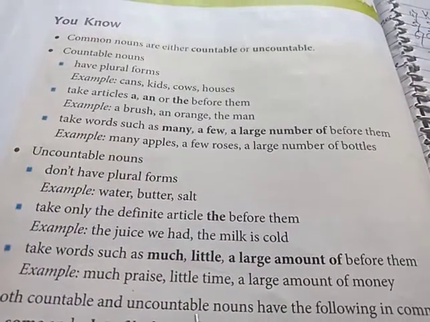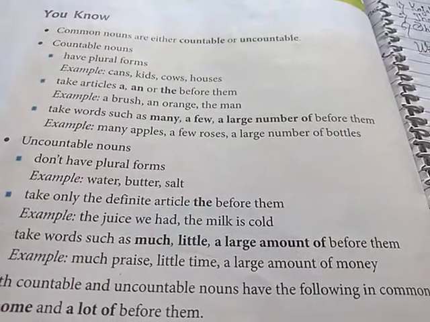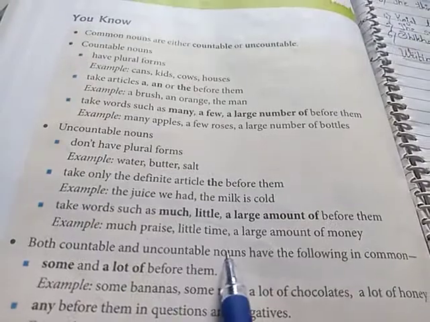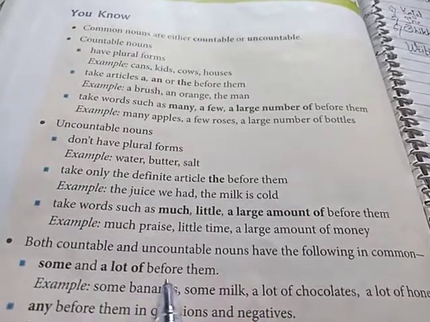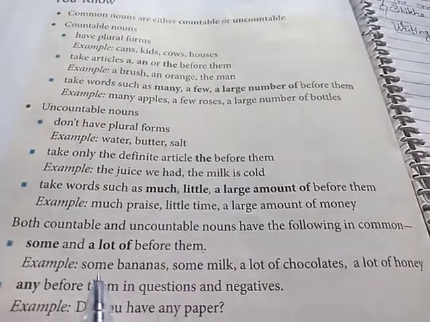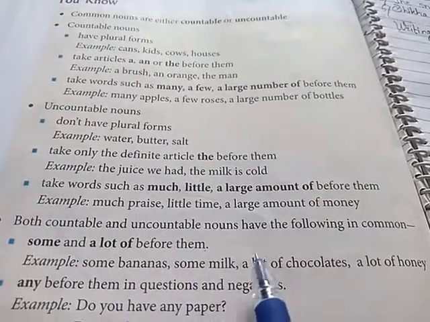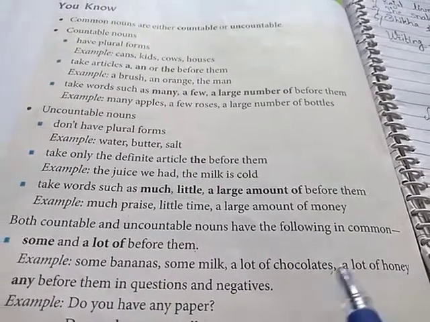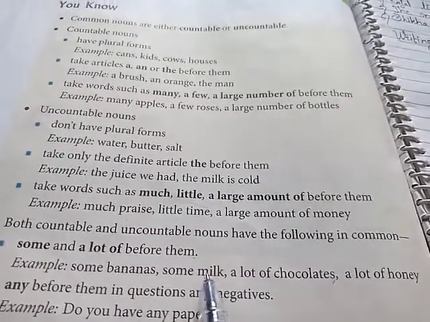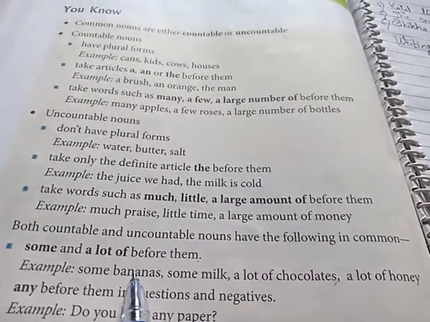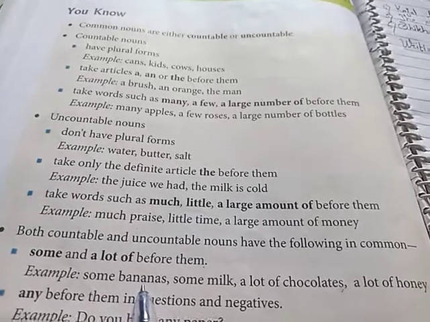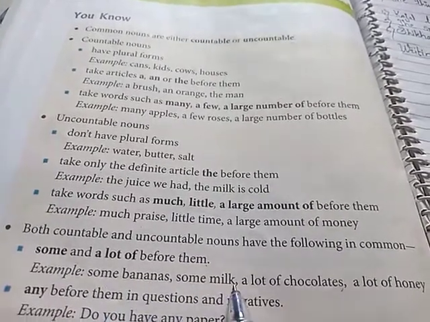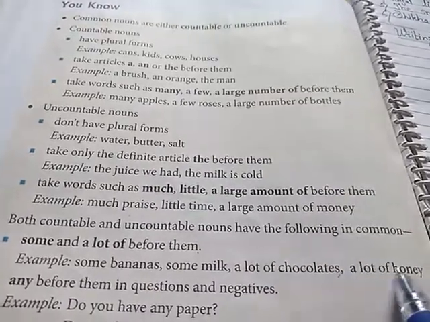Both countable and uncountable nouns have the following in common. With both countable and uncountable nouns we can use "some" and "a lot of" before the nouns: some bananas, some milk, a lot of chocolates, a lot of honey. Honey is an uncountable noun. See, chocolate is countable, milk is uncountable, and bananas are countable, so we use some bananas, some milk, a lot of chocolates, a lot of honey.